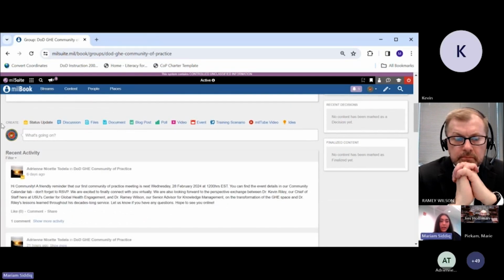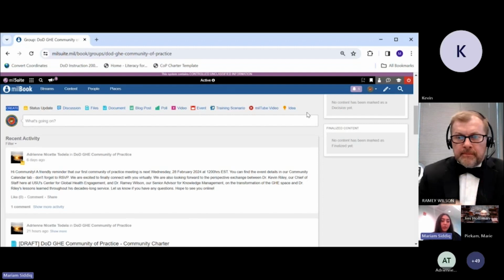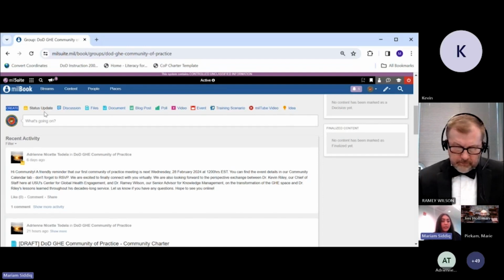Going down a little further, you'll see create, and to the right of it will show you all of the tools that you can use to contribute to the site. Status update will be used if you have any announcements or news updates. Discussion and poll will be used if you have any questions or topics.